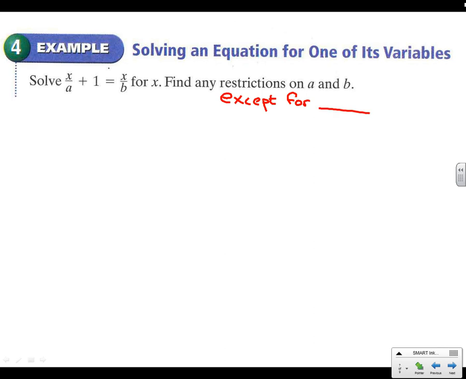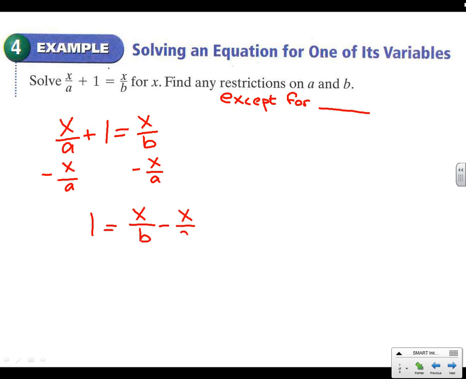We want to get x all by itself. So we have x over a plus 1 equals x over b. Okay? All right. So one thing that we could do here, let's see. We could get x's all on the same side. That would be helpful. So if we did this, minus the x over a, minus the x over a, we would have 1 equals x over b minus x over a. Now all the x's are on the same side. Okay? But we do need to get rid of these fractions here.